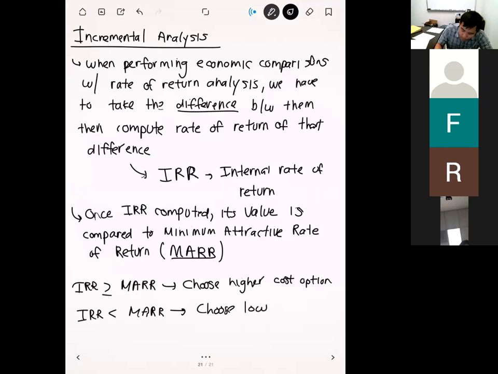Because whenever you're performing economic comparisons, most of the time there's going to be a difference in cost between them. One's going to cost less upfront than the other one. And so when you're performing incremental analysis, you can use that to determine whether you should go for the one that costs more or the one that costs less.